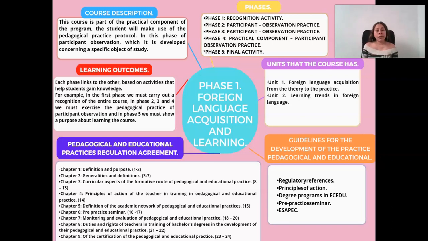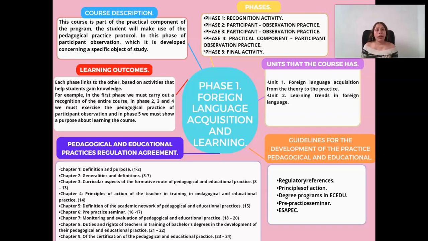Guidelines for the development of the pedagogical and educational practice. Okay, regulatory reference. Through the years, the law has transformed this process in the context of education, for example, with the purpose of regulating the context of pedagogical and educational practice in scenarios.